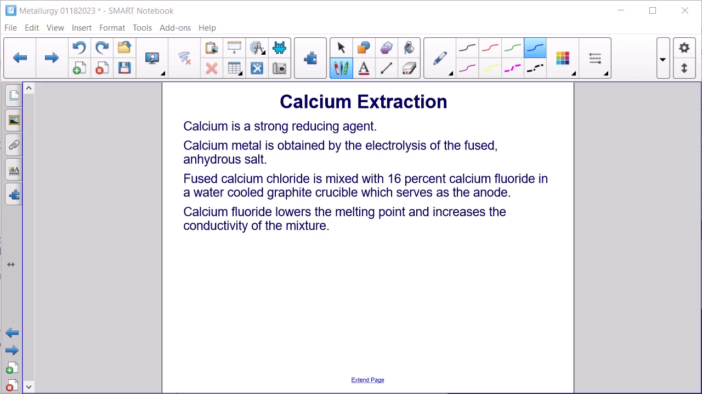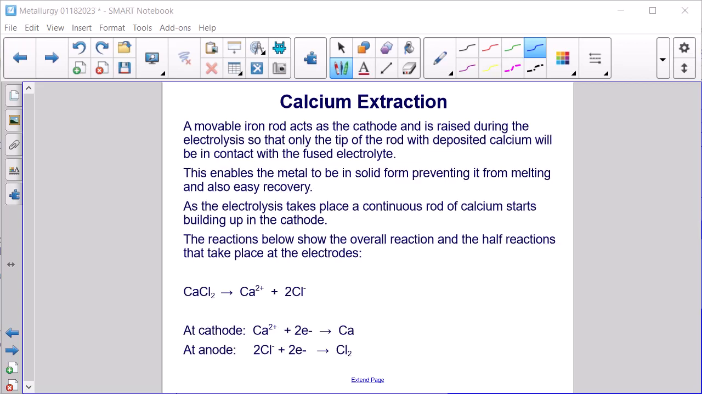Fused calcium chloride is mixed with 16% calcium fluoride in a water-cooled graphite crucible, which serves as the anode. Calcium fluoride lowers the melting point and increases the conductivity of the mixture. A movable iron rod acts as the cathode and is raised during the electrolysis so that only the tip of the rod with deposited calcium will be in contact with the fused electrolytes. This enables the metal to be in solid form, preventing it from melting and also easy recovery.